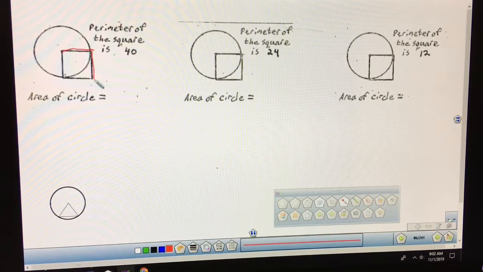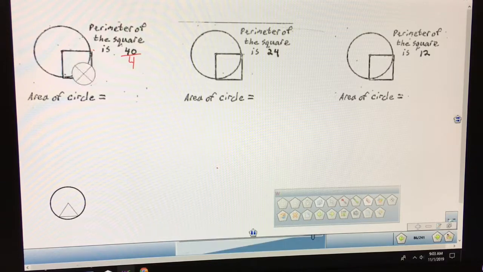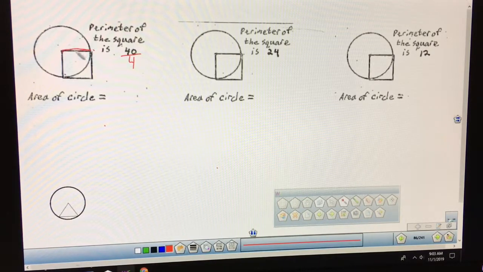So how many sides does a square have? 4. So I have to divide that by 4. Once you do that, that will give me the radius of the circle. The radius of the circle in this instance is 10. Now it wants the area of the said circle that the square lies on top of. Area equals pi r squared.